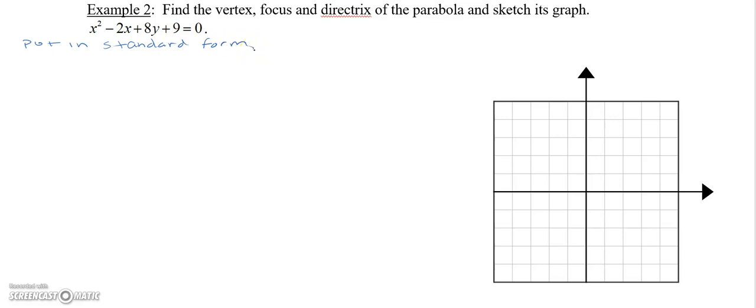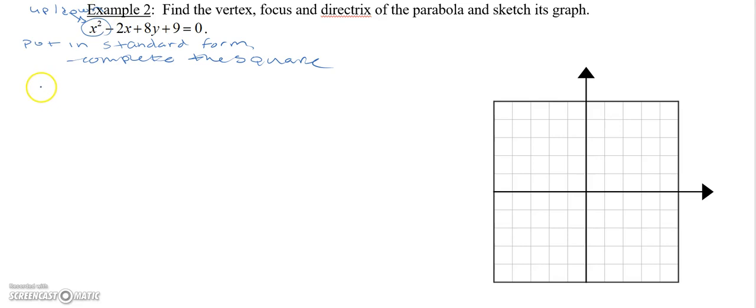So in order to put it into standard form, you have to complete the square. First we have to decide, is this an up-down parabola or a right-left parabola? So you look to see if the x is squared or the y is squared. In this case, our x is squared. When our x is squared, we're going to know that it's going to be an up-down. If the y was squared, then it would be a left-right parabola.